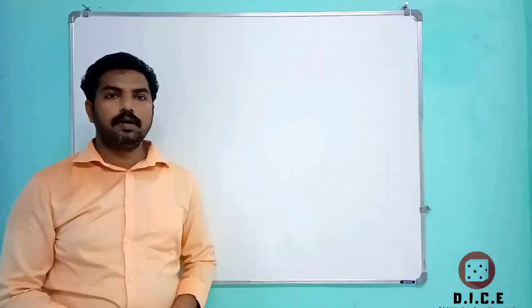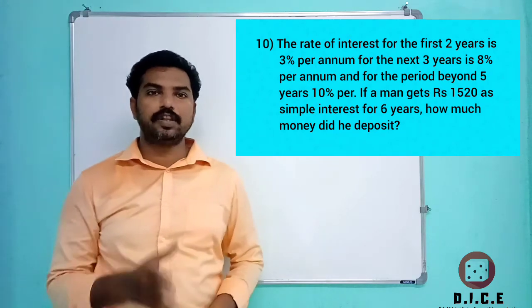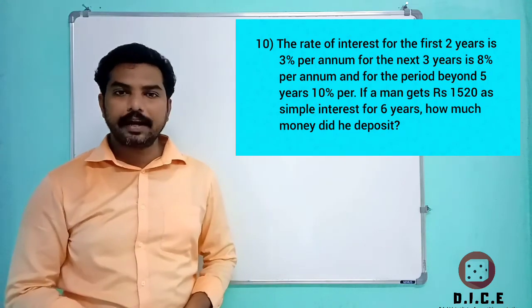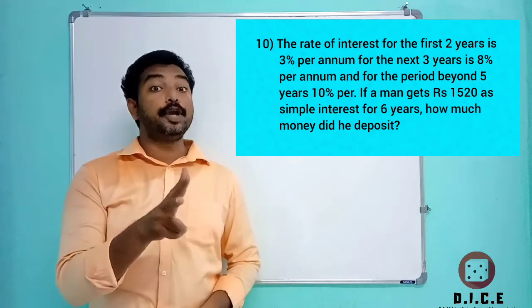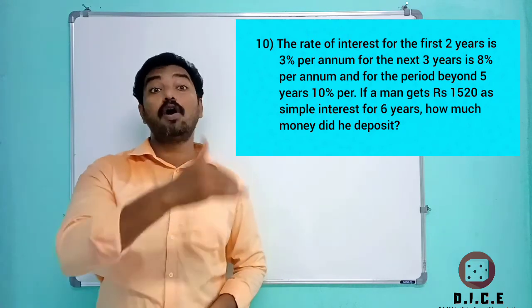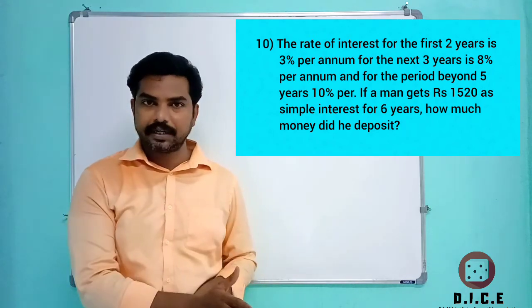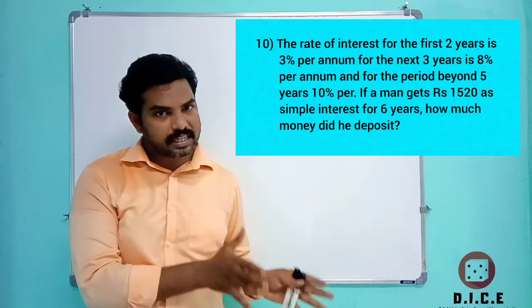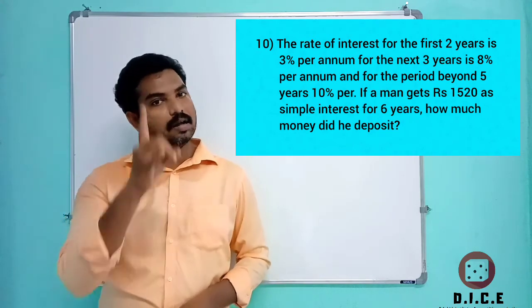Direct shortcut. So, a man got 1520 simple interest for 6 years. For the first 2 years, he placed it at the rate of 3%. For the next 3 years, he placed it at the rate of 8%. And the word "beyond" is the most important. Beyond 5 years means the first 2 years and next 3 years, that is 5 years completed. Now the entire process is for 6 years. 6 minus 5 is 1 year, and for the last tenure, that is 1 year, the rate is 10%.